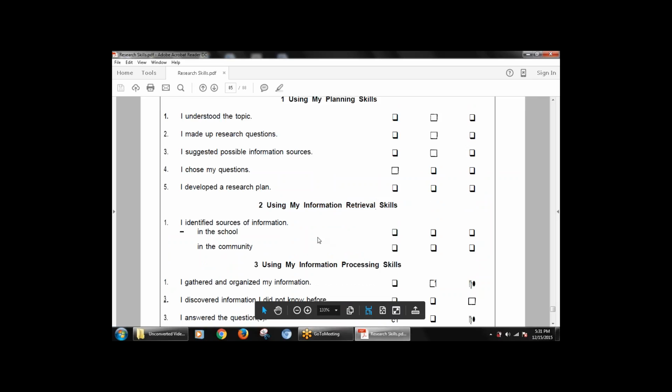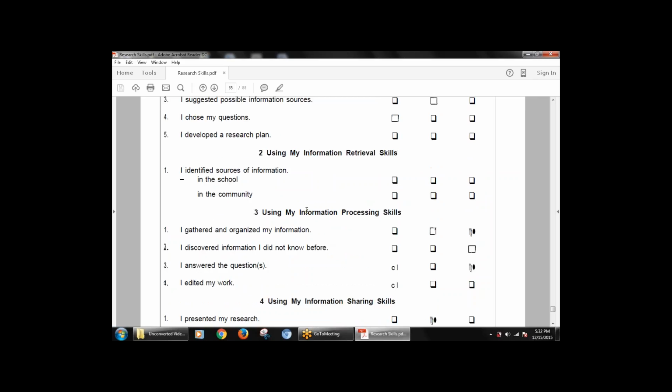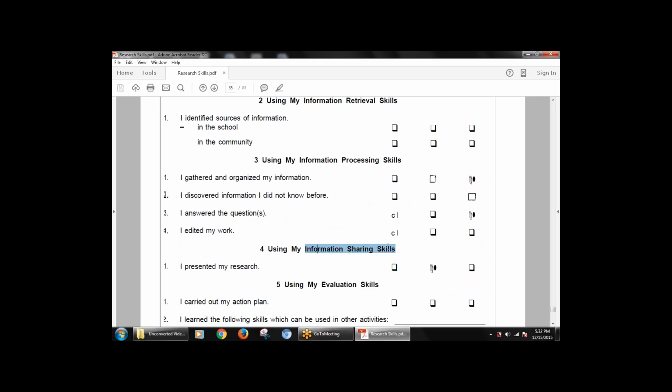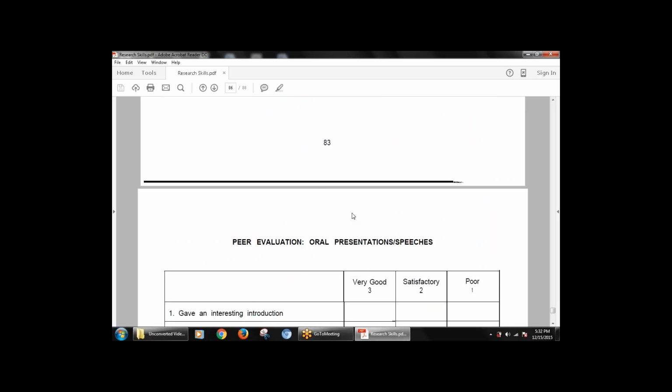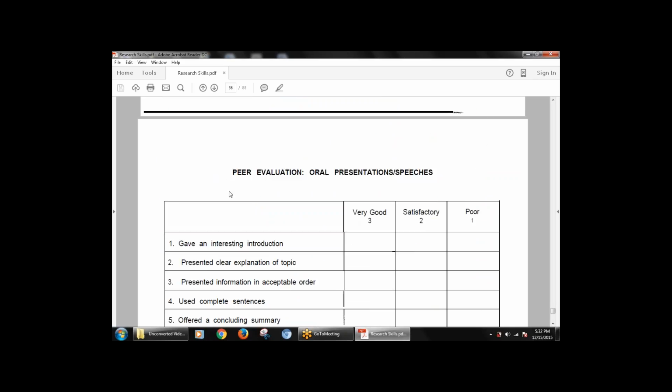Then using my information retrieval, identifying the sources of information in the school, in the community; using my information processing skills, gather the information, discover the information, answer the question. Using my information sharing, I present my research to other persons, yes or no, using my evaluation criteria. That is for yourself.